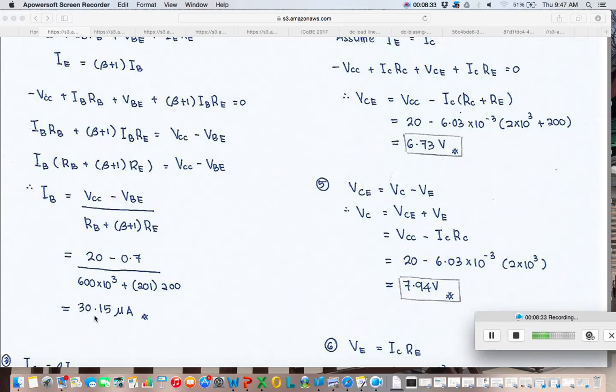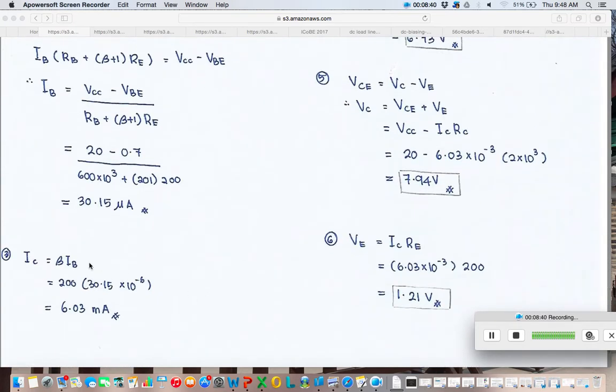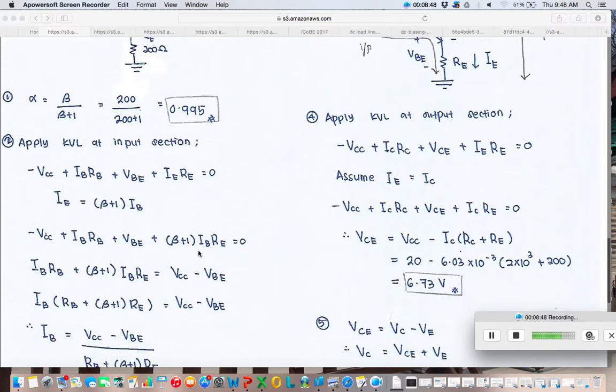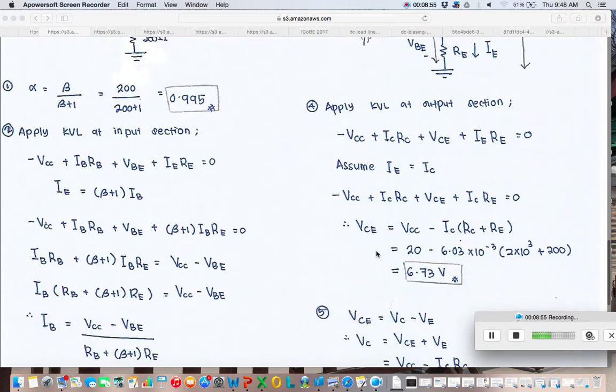IB is 30.15 microampere. Next step, again, you need to get IC. So IC is beta IB, so that is the answer over there. And then next step, you need to apply KVL at the output loop section. So very simple. It's just that you have another voltage drop that you need to consider, which is IE times RE.